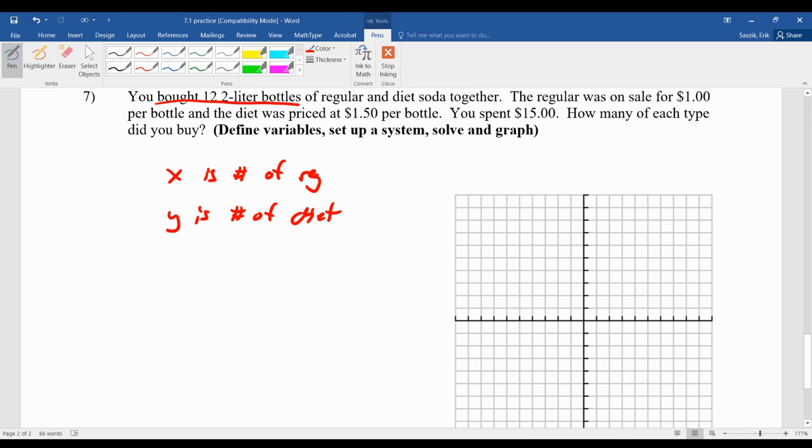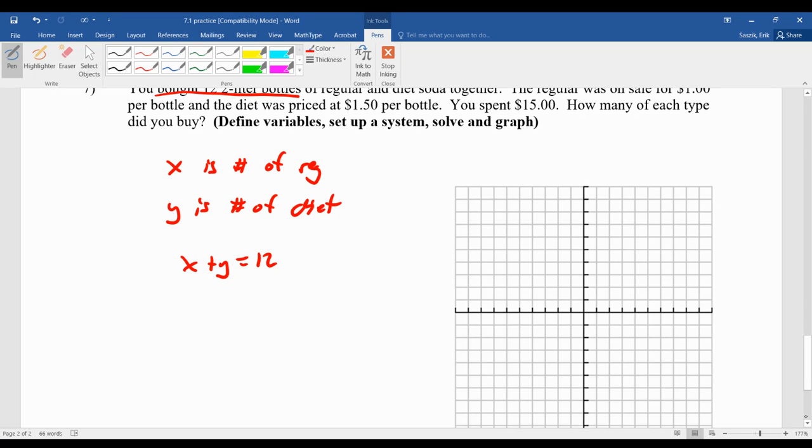Now we can set up an equation just based on this. We bought how many bottles? 12. So X plus Y equals 12. That's one equation. And you know what? While we're at it, let's go ahead and solve for Y. So this would be Y equals -X plus 12. But remember, we need a second equation.